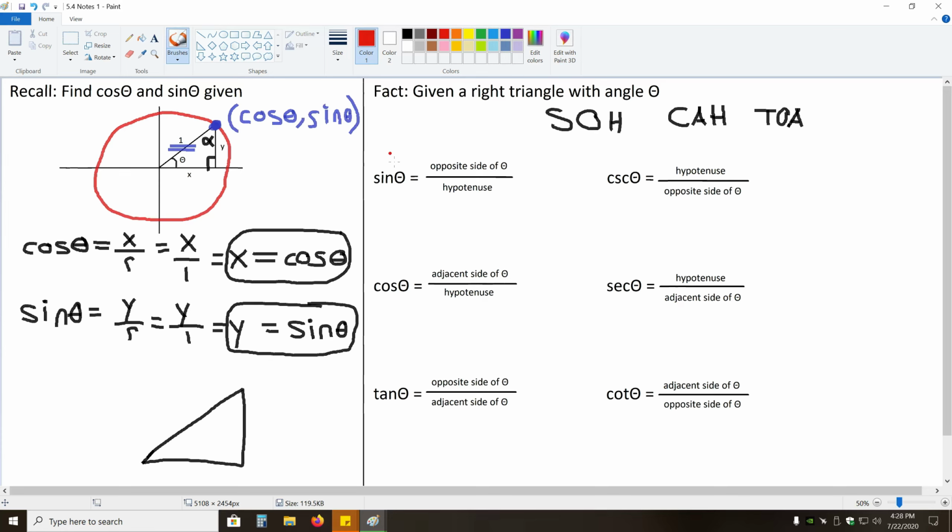The opposite side we'll put in red here. So let's say we have some angle theta. The opposite of theta is this angle in this side in red. The adjacent of theta is the side connected to theta.